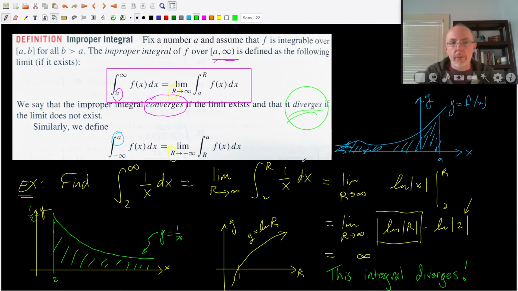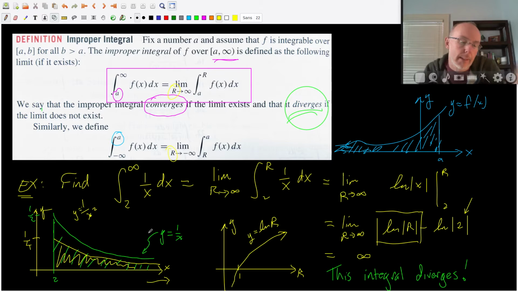Think about what it means geometrically. It means the area under this curve from 2 off to infinity is going to infinity. In other words, there's an infinite amount of area under that curve. Think about the previous one we looked at, the graph of 1 over x squared. When x is 2, this would be a quarter, right? 1 over x squared is always smaller than 1 over x. It's going to look something like that. And we found that the area under this curve was 1.